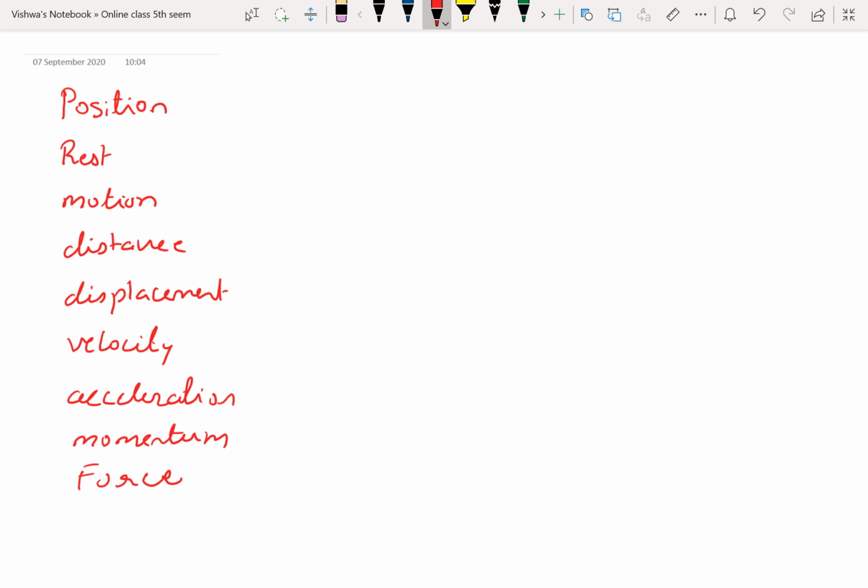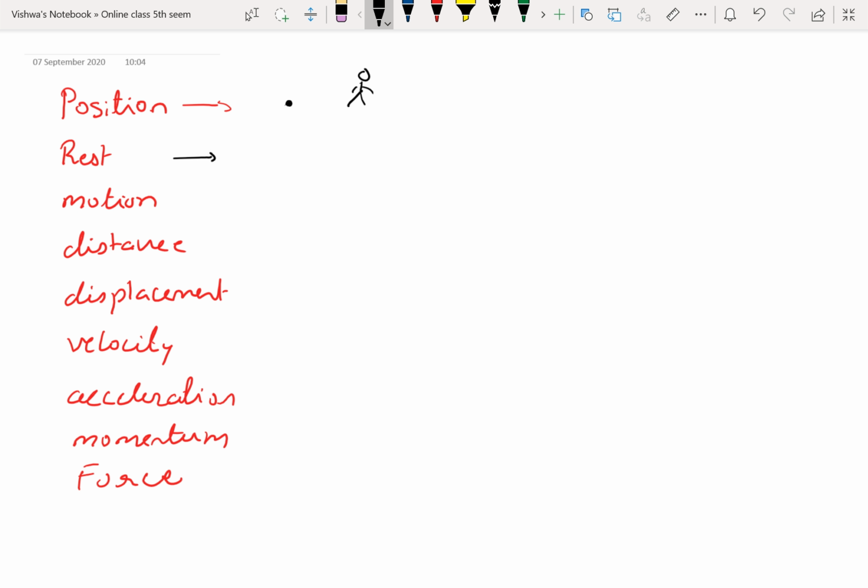So first thing, position. What is position? Position means it is a location where the object or body or anything has to be placed at an instant of time. Now I am going to place here a point, so this is a position. Now I am going to place a man here, so this is the position of that person. Like that, position means simply it is a location where we have to put the particle or object.